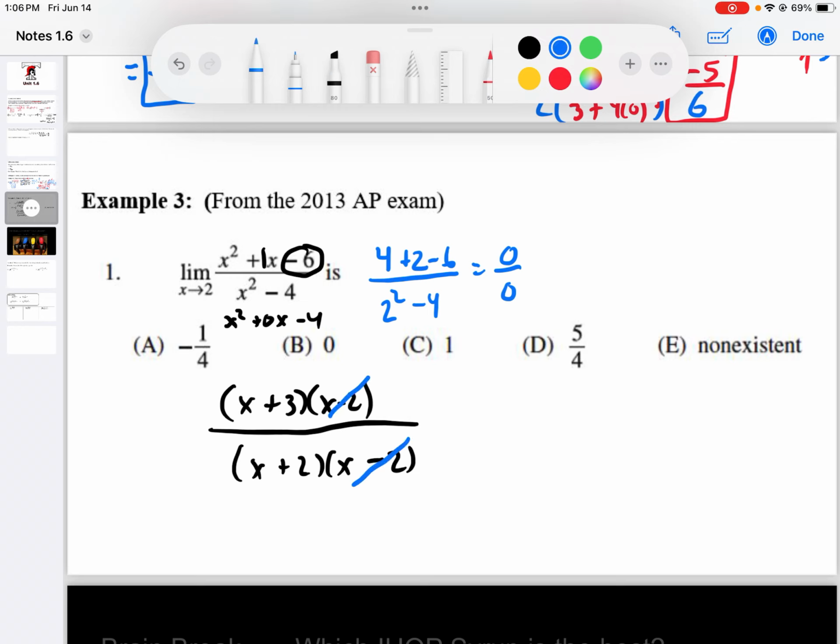I see that this is the restriction. That's a hole. It's called a removable discontinuity. We'll learn that soon. But now if I plug in 2 into what's left, that would be what the function value is approaching if we took out that hole, which would be 5/4. Luckily I see that, so my answer is D.